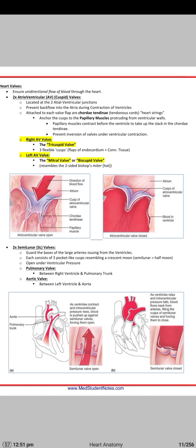Next are the semilunar valves. They guard the bases of the large arteries issuing from the ventricles. The blood flow from the ventricles to the arteries is guarded by two semilunar valves. Each consists of three pocket-like cusps resembling a crescent moon. Crescent moon means half moon, semilunar, so it is a half moon structure.